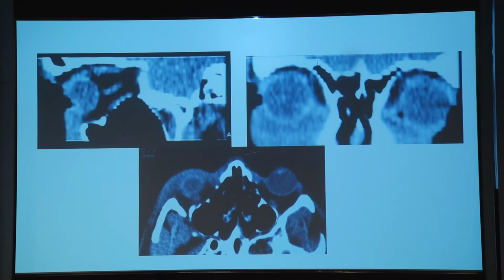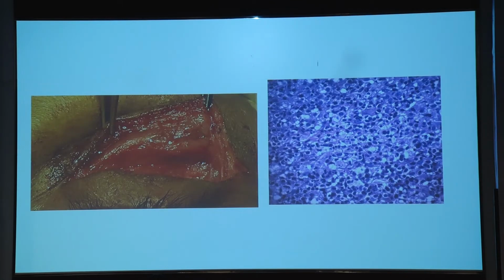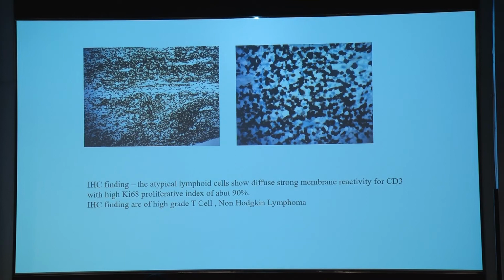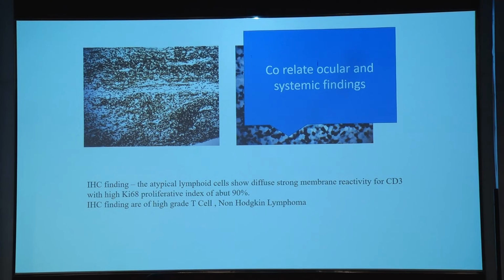The imaging that he went out and got was not great, but you can make out that there's something in the preseptal area, a soft tissue mass. When we did the biopsy, you can see a mass, this is the orbicularis, a mass suborbicular, which is a kind of a layer. So we took that out, and it turned out to be atypical lymphoid cells with CD3 positive, high-grade T-cell lymphoma. So we need to correlate ocular and systemic findings.